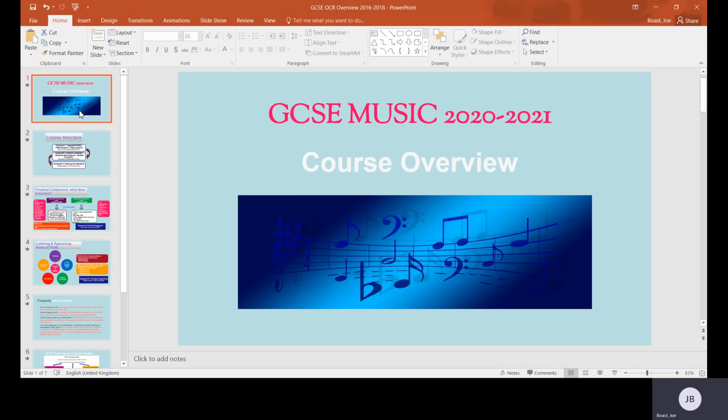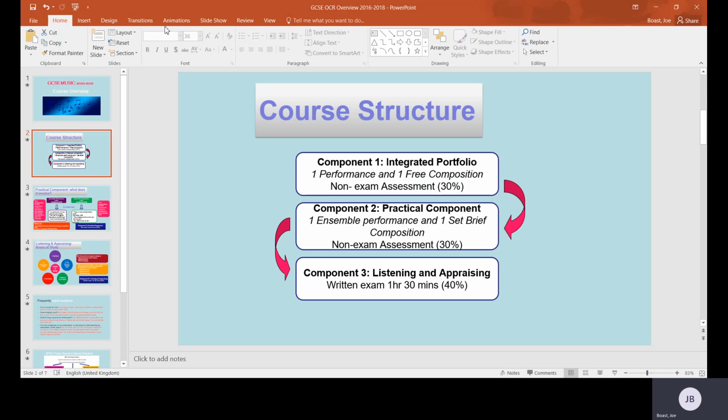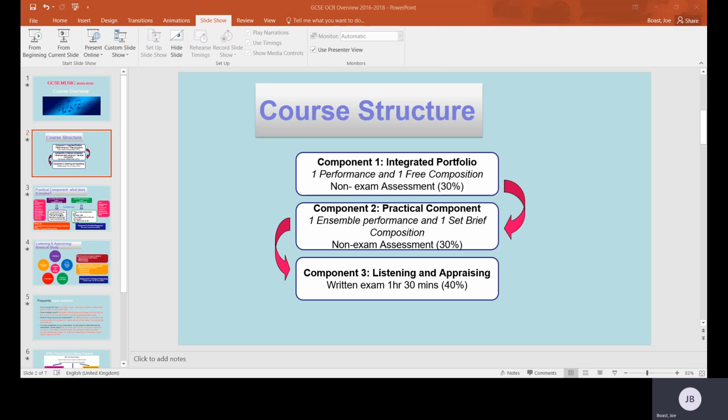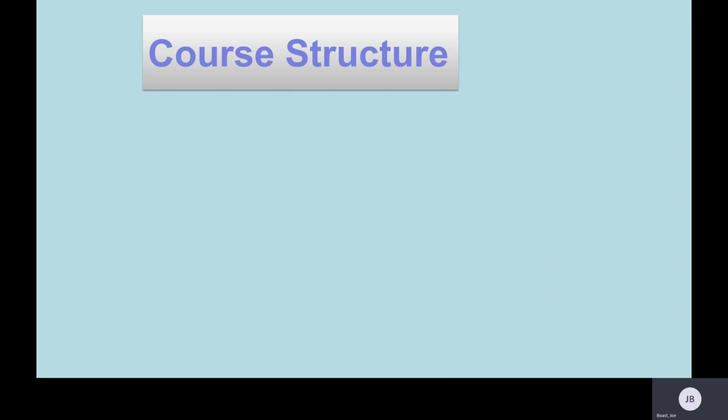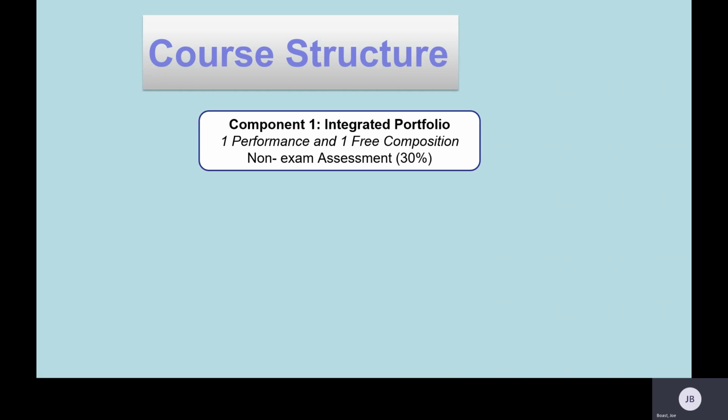So first of all, let's have a look at how the GCSE is divided up. We have the course structure, which is made up of component 1, which is the integrated portfolio. That's one performance and one free composition.